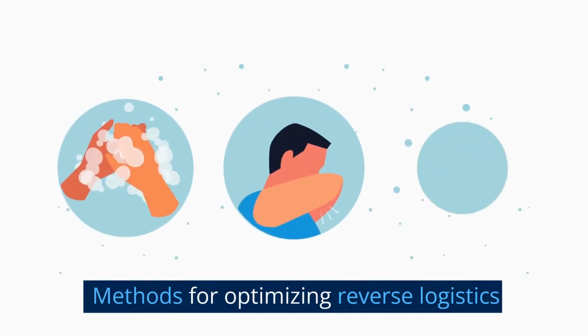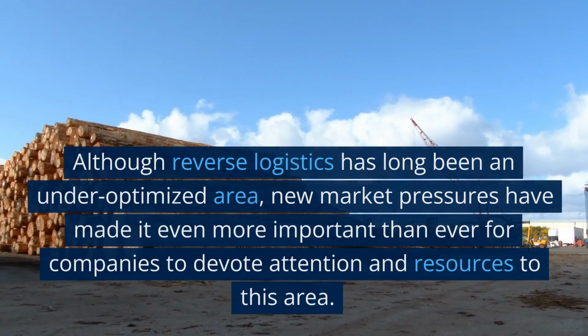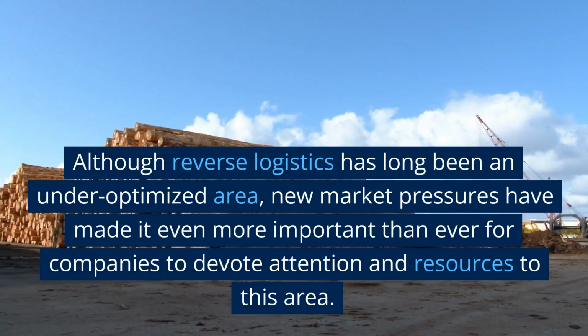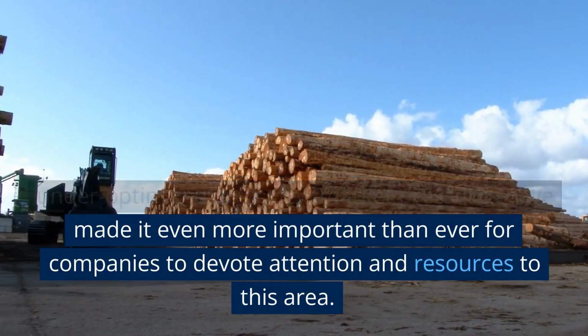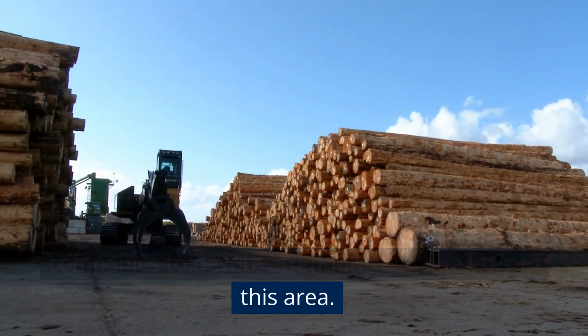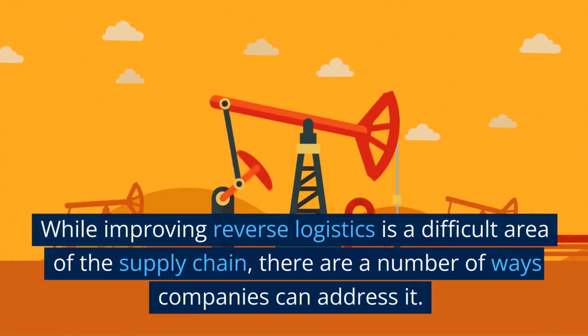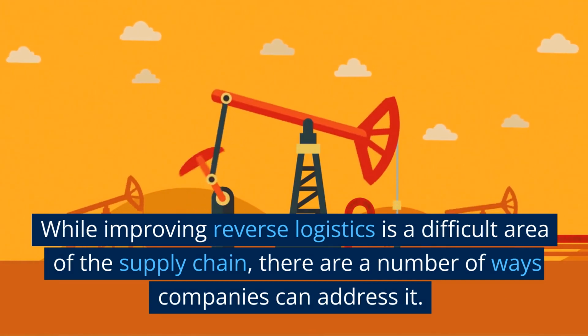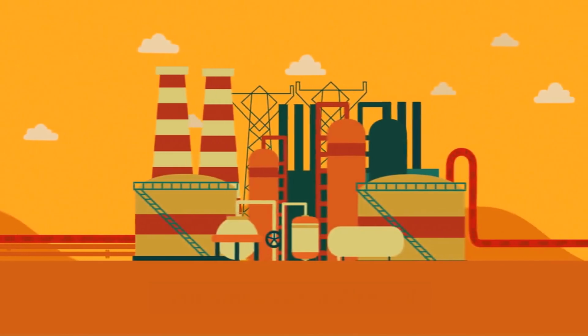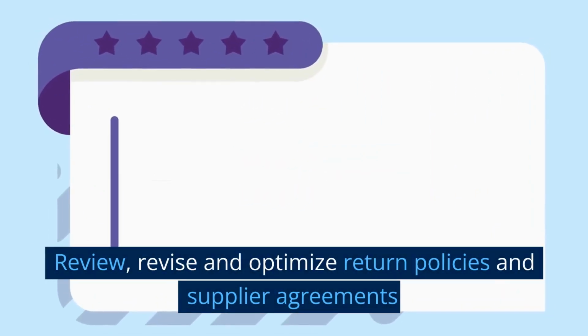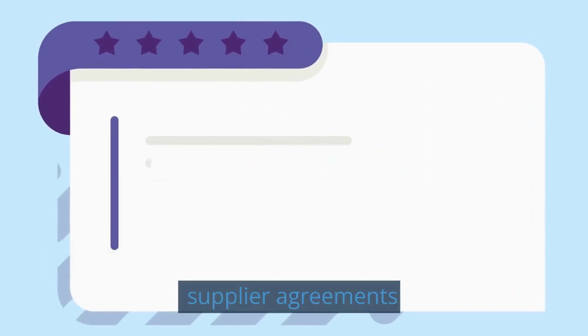Methods for optimizing reverse logistics. Although reverse logistics has long been an under-optimized area, new market pressures have made it even more important than ever for companies to devote attention and resources to this area. While improving reverse logistics is a difficult area of the supply chain, there are a number of ways companies can address it. Review, revise and optimize return policies and supplier agreements.